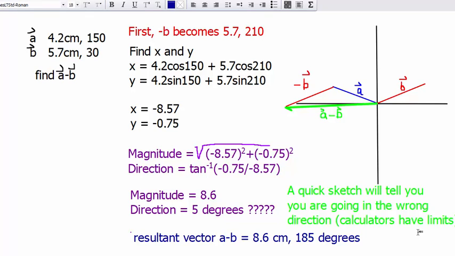Okay, so you're going to be taking a look at sketching some vectors, doing some addition and subtraction of vectors.